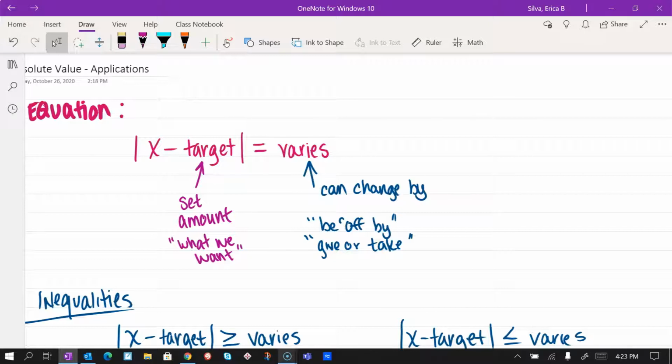So if somebody says, I want an 80, but give or take 5 points, then you're really saying that you want either an 80, anywhere from a 75 to an 85, so plus 5 points or minus 5 points. Or when somebody says it could be off by, that's what your varied amount is.